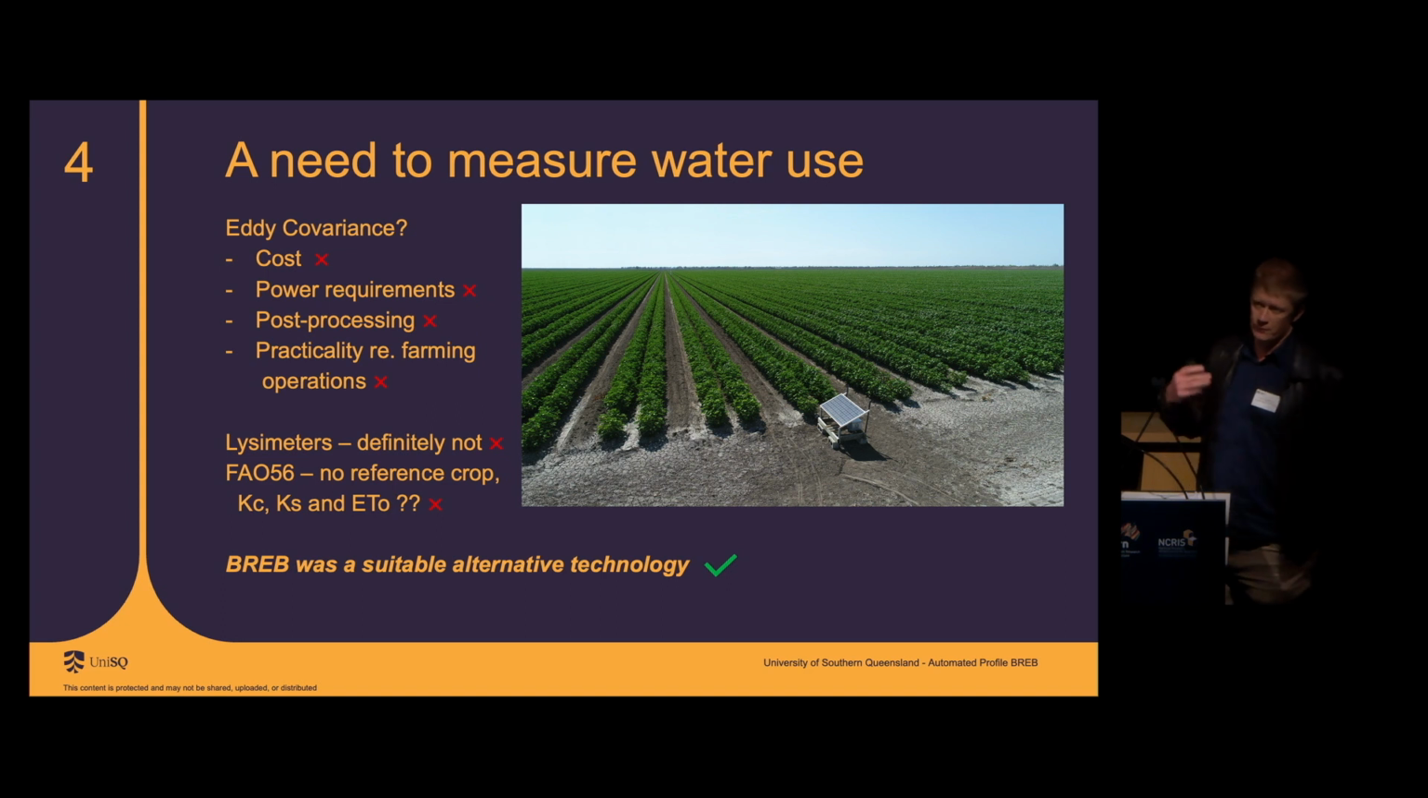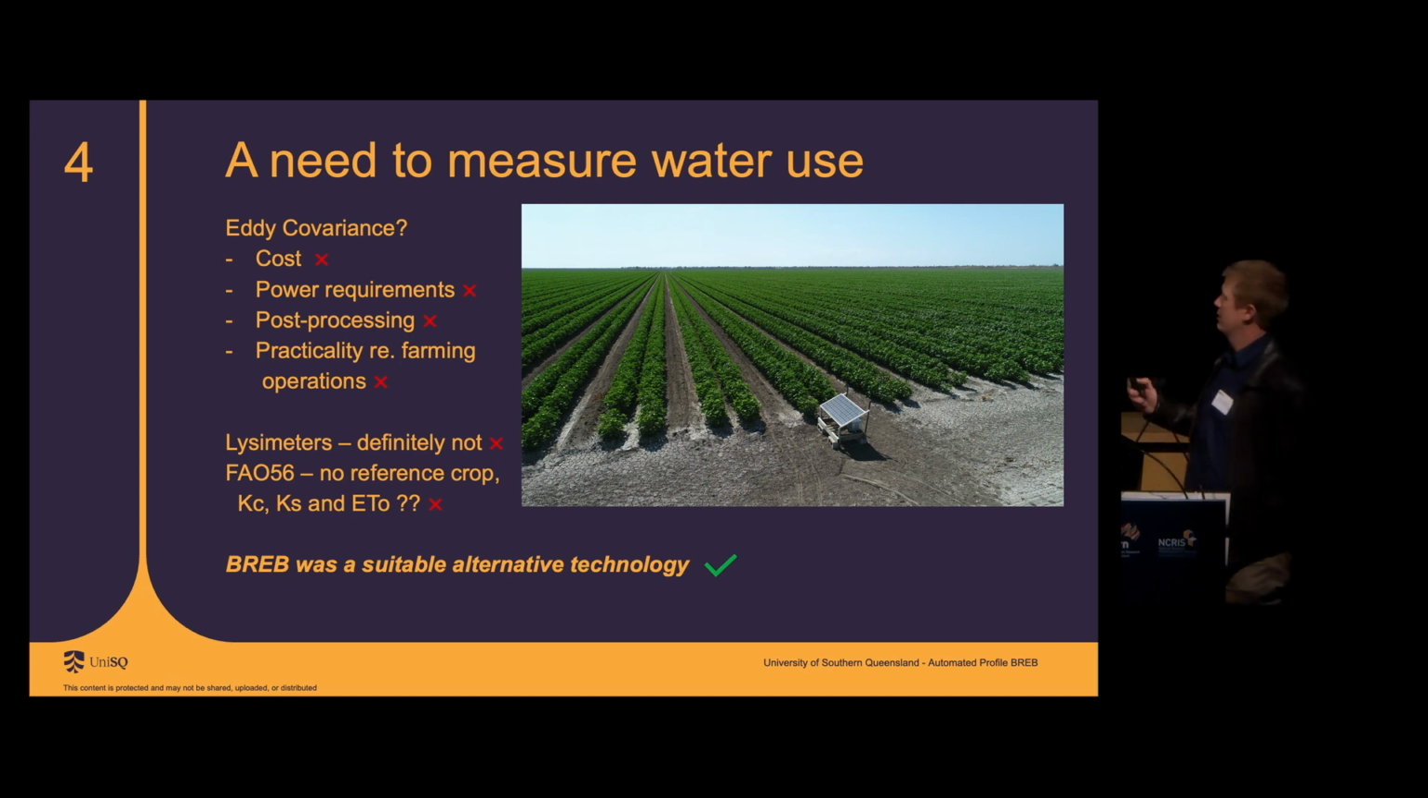So we looked for other options. Lysimetry is not an option for us because they have to be able to cultivate through the field, so we can't have a permanent installation. We can use Penman-Monteith and other models, but then you start introducing some pretty big uncertainties around crop factors, stress factors, even just measuring ET0 accurately.